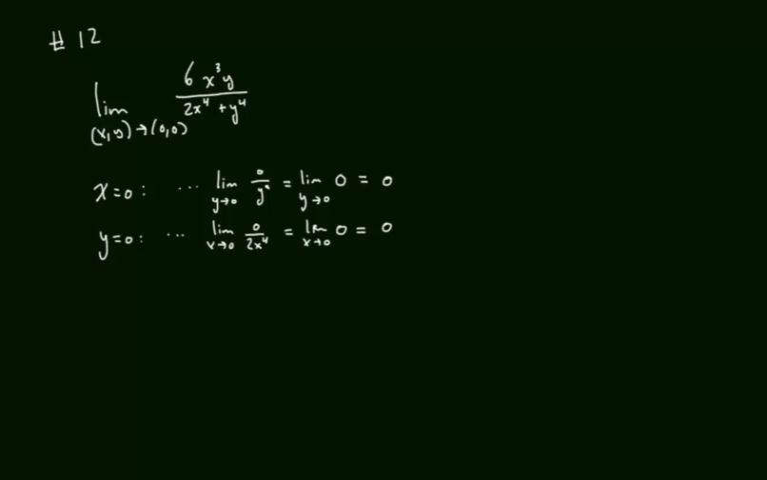So the goal here is, let's say x equals or let y equals in terms of the other, that when we plug it in, things can simplify nicely. So I'll do this first one for you. Let's say y equals x. So now we have the limit as x comma x goes to 0, 0 of 6x cubed y over 2x to the fourth plus y to the fourth.